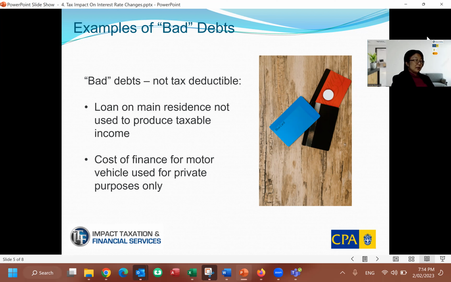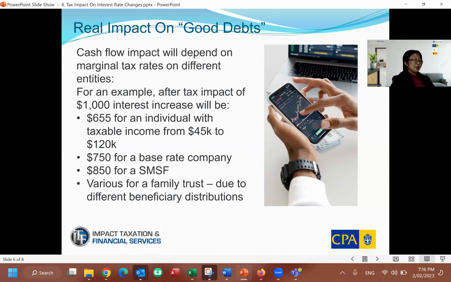And then it's going to be $750 if the $1,000 interest increase is for a base rate company, because the tax rate for a base rate company is 25%. That's applicable to probably 99% of all Australian companies. Then the real cash flow impact, or after-tax impact, is $750.